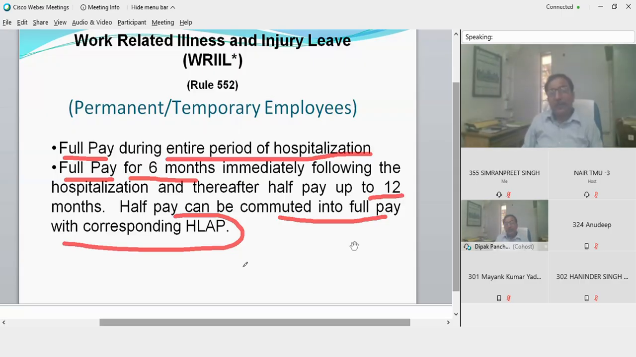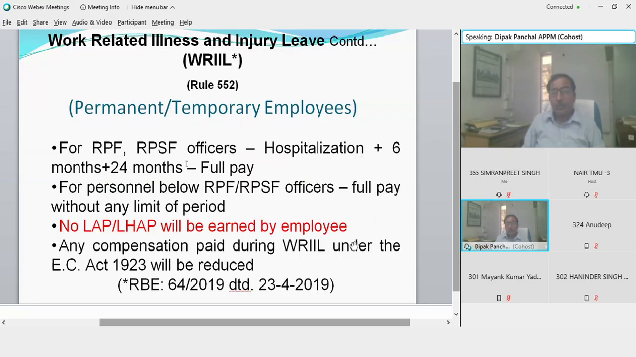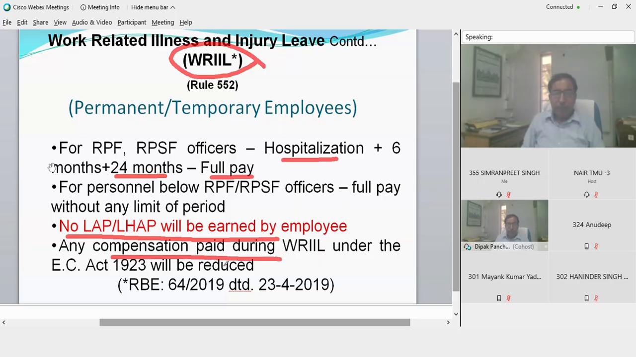In case of RPF and RPSF staff, the limit is enhanced. Hospitalization plus 24 months full pay. Okay, one constraint is there that no LAP or LHAP will be credited to the employee's account during the period of this WRIIR. And if any compensation is paid to the employee, then it is adjusted. Hospital leave and disability leave has been abolished.